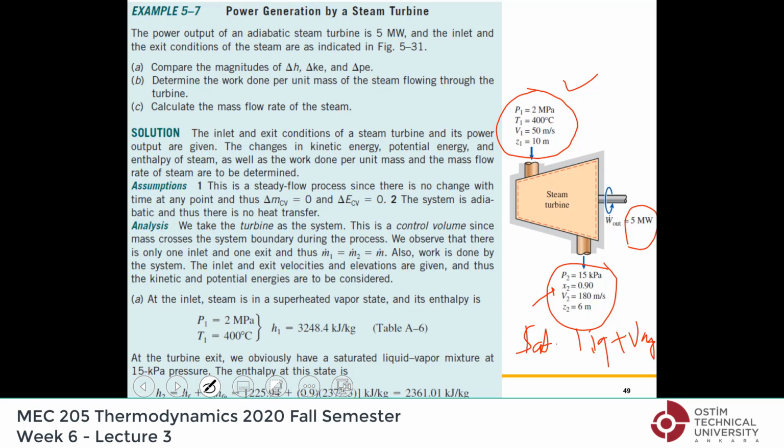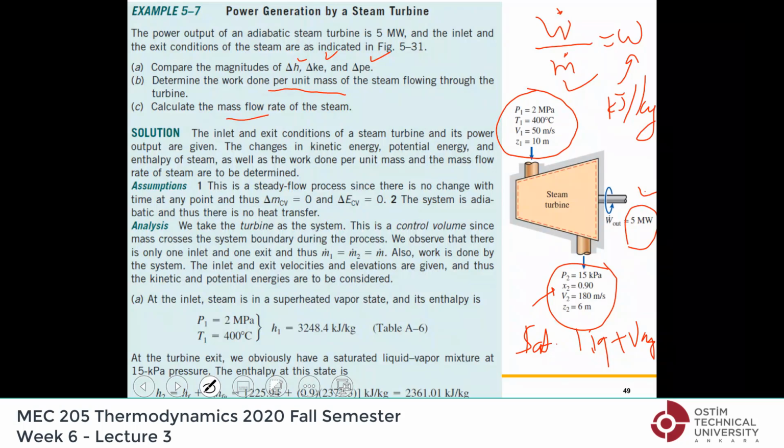Questions. Compare the magnitudes of the changes in enthalpy, kinetic energy, and potential energy, and determine the work done per unit mass. This is the total power. Obviously, if you divide the total power by the mass flow rate, you will get the work per unit mass in kilojoule per kilogram, right? And calculate the mass flow rate. Okay. Now, obviously, we will need the enthalpies here to do the energy analysis. So we can just go ahead and determine: P1 and T1 are given, okay, at the inlet. You can just go to the steam tables and read h1.